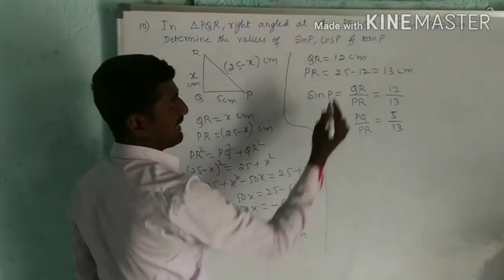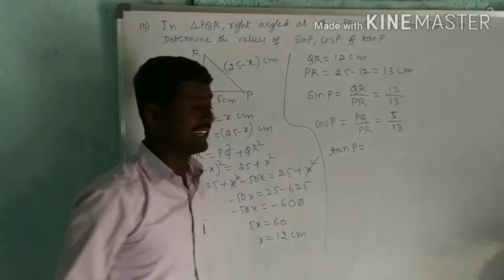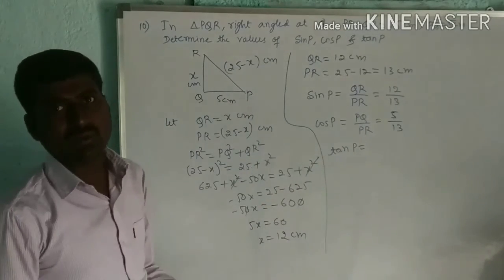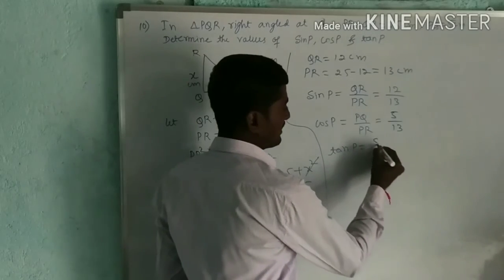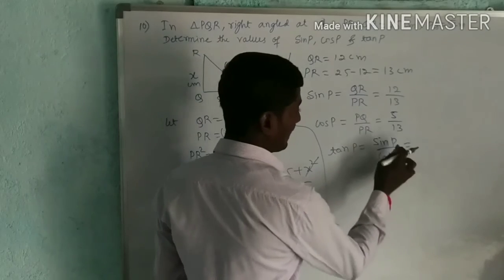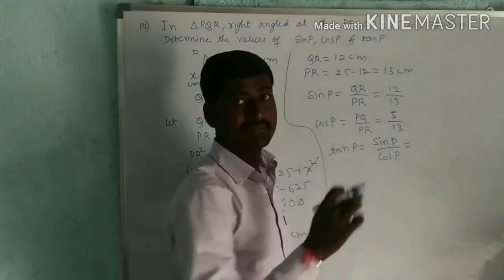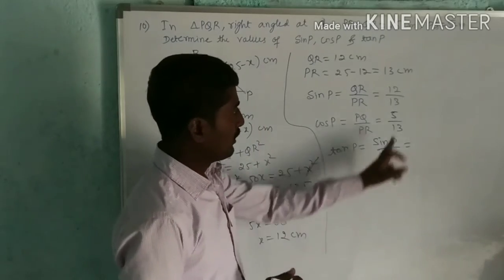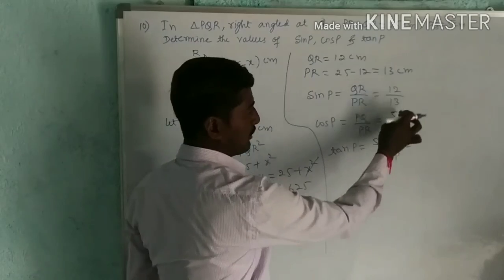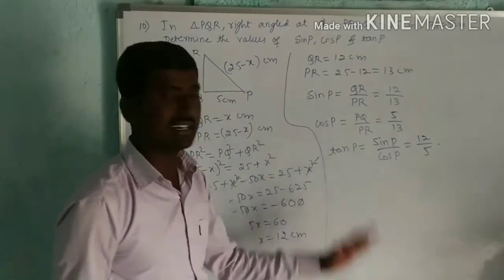Now third one is tan P I want, tan P. So in this way also I can write tan P is nothing but what? Sin P divided by cos P. By that way also I can get. That is sin P divided by cos P. Angle must be same. Here P is there, here also P. If A is there, both must be A. Now this is divided by this one. 13 will get cancelled. 12 divided by 5. This is tan P.